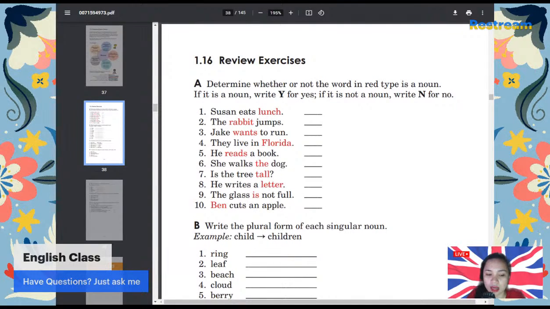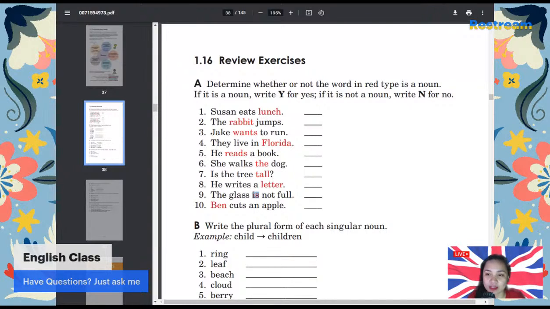So next one, how about number nine? The glass is not full. The word here in red is is. Is it a noun or no? No, is is not a noun because this is a linking verb. If you remember, we are using linking verbs. Other linking verbs are is, am, are, was, and were.